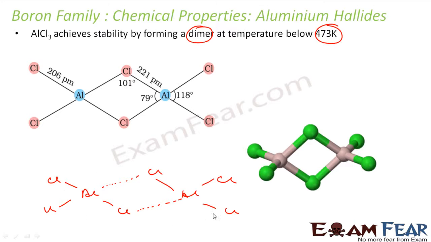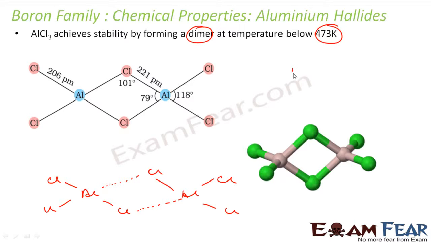So that's why it will form this dimer structure where this length is 206 and this one which I have extra is 221, and the angle is 118 degrees, this is 79. This is the structure of aluminum halide, and this is the three-dimensional structure.